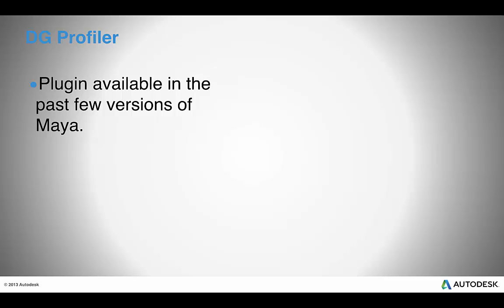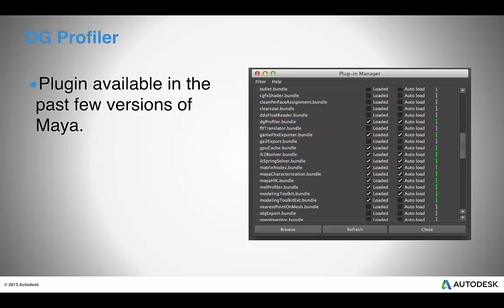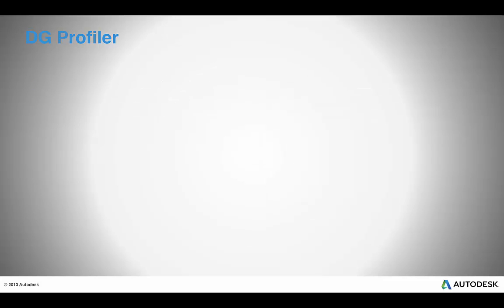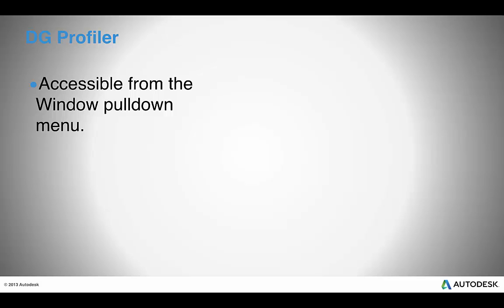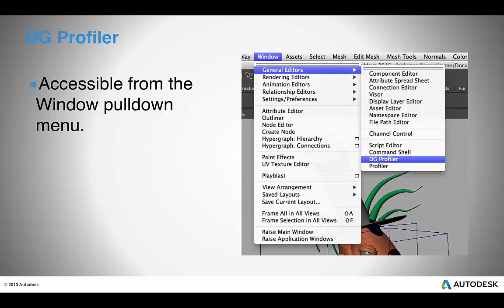The Digi Profiler is a plugin, and it is available in the past few versions of Maya, like I indicated before. It is available to launch in the plugin manager. You should see the Digi Profiler in the plugin manager, and just activate that by loading or auto-loading the plugin. Once you have done that, the Digi Profiler menu will be accessible from the Window pull-down under General Editors, Digi Profiler.